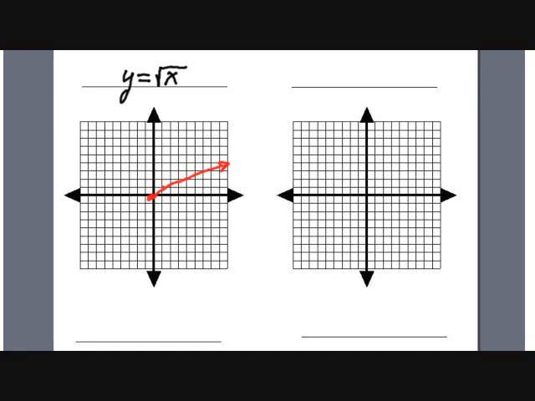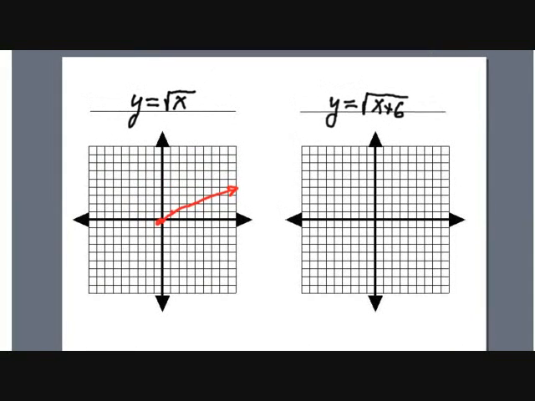Now, the next transformation is y equal square root of x plus 6. This is a typical horizontal shift, 6 units, in this case in the left direction because it's plus.